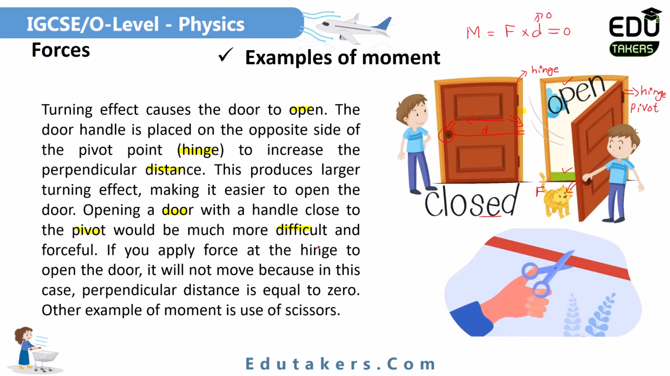If you apply the force at the hinge to open the door, at the pivot point it will not move. It is because in this case the perpendicular distance is 0. When the perpendicular distance is 0, the moment is 0, so it cannot move. The other example of the moment is basically the use of the scissors.